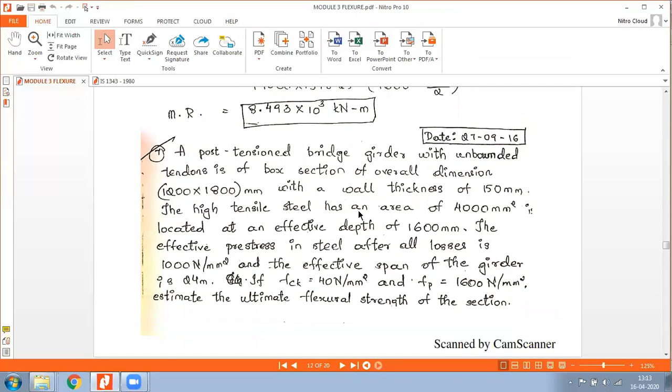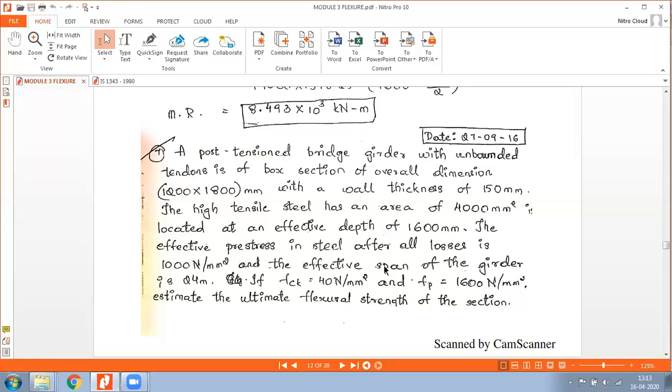The high tensile steel has an area of 4000 mm² and is located at an effective depth of 1600 mm. The effective depth, small d, is directly given, and the AP value is also given. The effective pre-stress in the steel after all losses is 1000 Newton per mm², that is, FPE is equal to 1000 Newton per mm².